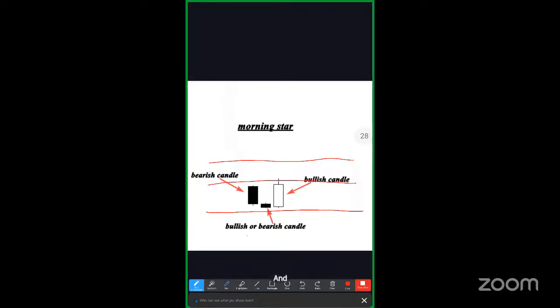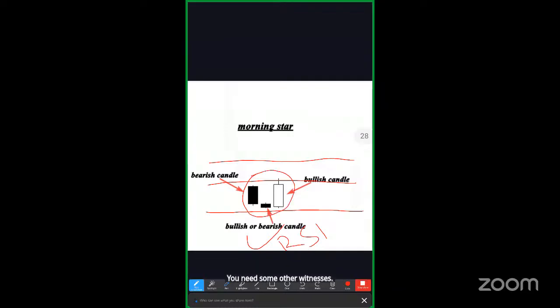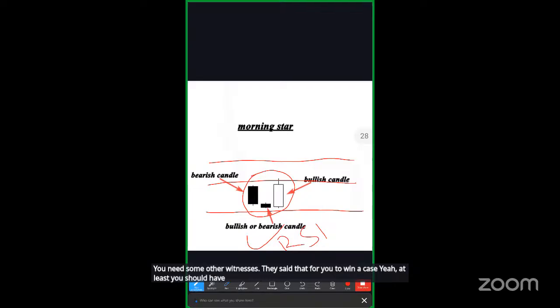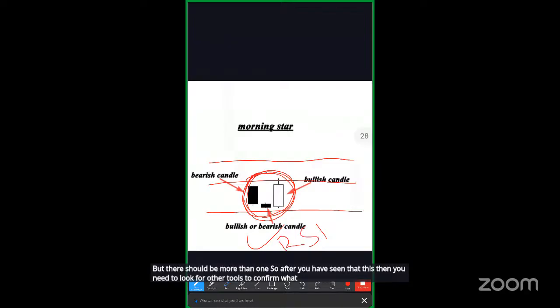And after that, you bring indicators, whether you're going to bring RSI, yes, you're going to learn about indicators after this. That's why I want you to know that this is not enough for you to enter the market. You need some other witnesses. They say that for you to win a case, you should have at least two or three witnesses. One witness is not enough, there should be more than one. So after you have seen this, you need to look for other tools to confirm what you are seeing. If it is indeed true, then you are doing justice to what you are doing.